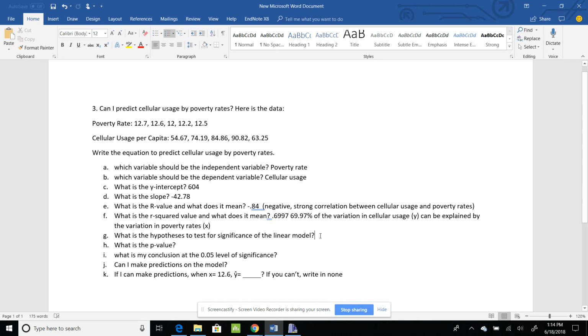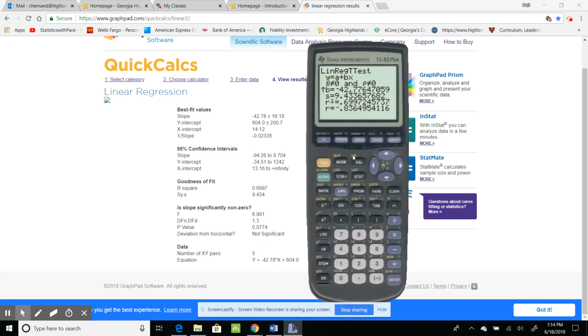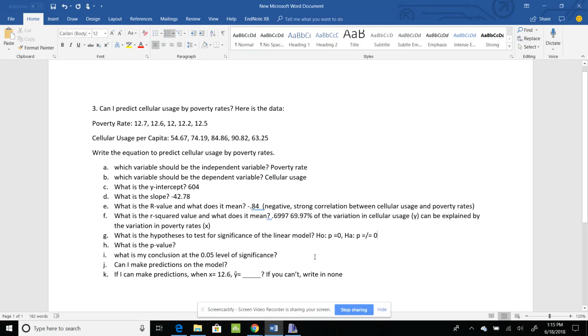Okay, what are the hypotheses? For this one, the null is that rho equals 0, and the alternative is that rho does not equal 0. I'm writing not equals that way so you don't have to go find the symbol, but it's the same thing. Now I have to find my p-value, which is 0.0774. If I scroll on my calculator, there it is again. So I'm getting the same thing from the website and the calculator. So my p-value is 0.0774.